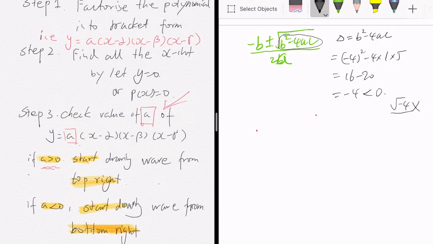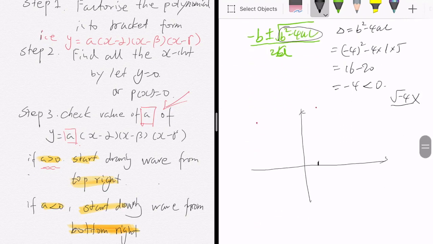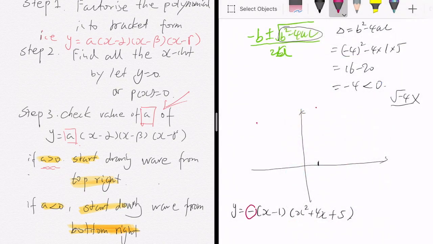Now we're up to step 3. Before we do step 3, let's plot the graph over here. The only x-intercept is x equal to 1, so I put over here x equal to 1. Now step 3 is to check the a of your factorized bracket form. Let me rewrite that. My form is negative x minus 1 times x squared plus 4x plus 5. You see that is my a. So a is actually equal to -1, smaller than 0.